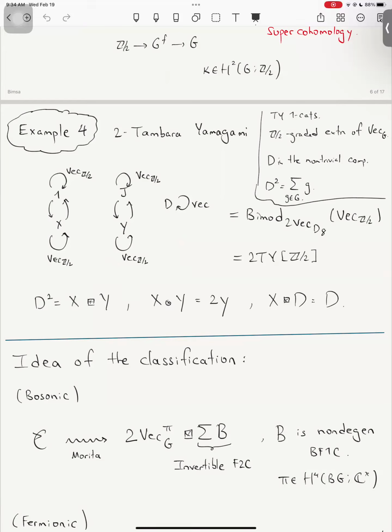Well, if I like this construction of the condensation defect, right? I can imagine taking the condensation completion of just the Z2 Tambara Yamagami, but it's not this 2TY Z2. It's not exactly that. So yeah, I'm just asking about the other guy, like what that does. What is the condensation completion of, if you take the modules or the suspension of 1TY, what do you get?